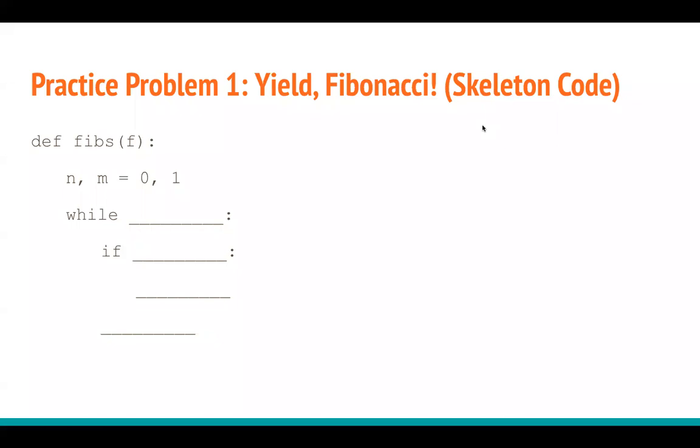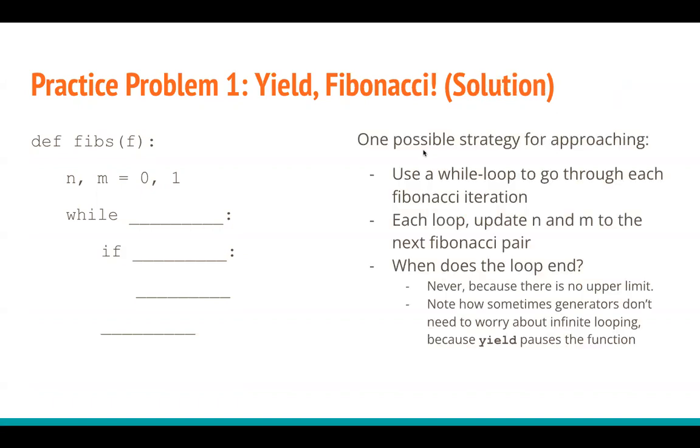Okay, hopefully we made some progress with that question. So now let's go over it. One possible strategy is that we want to keep yielding Fibonacci numbers one after another, right? So maybe we can use a while loop to our advantage. We can go through each iteration, and that way we can yield every single number. For each loop, we want to update n and m to the next Fibonacci pair, and we're never actually ending the loop because there's no upper limit to the Fibonacci sequence.